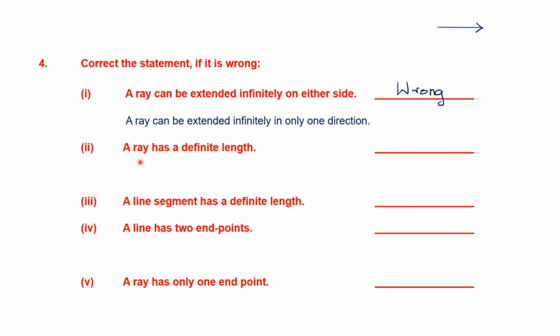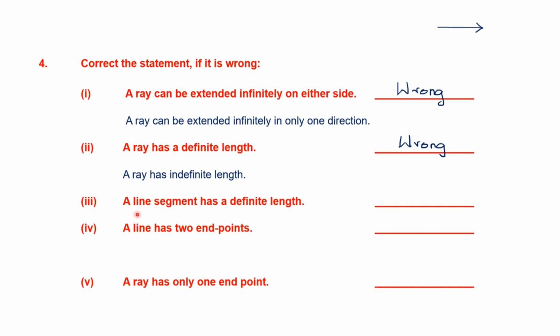Next statement. A ray has a definite length. Definite length is only if there are two fixed points, whereas a ray has only one fixed point, the other end goes on, so it doesn't have a definite length. So that statement is also wrong. Now let's correct this wrong statement. A ray has indefinite length. You can't say that the ray has a definite length because the side continues. So there is no end point. So a ray has indefinite length.